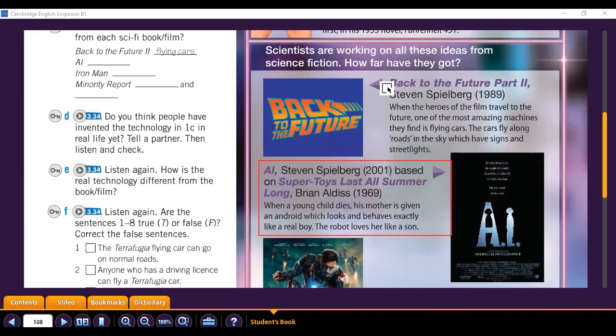So that would be about Back to the Future Part 2. Do you think, well, we're going to see if we have all this technology nowadays. Vamos a ver si ya existe esa tecnología de las películas en nuestro mundo actual. Let's read the next one. We're going to talk about Artificial Intelligence, which is another movie.